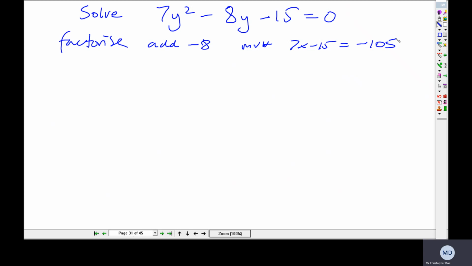So are there any numbers that will do that? Multiply to 105 is not the easiest. Minus 1 times 105, minus 3 times 35, minus 5 times 21. That it? 15. 7. Minus 7 times 15. That's it. That'd be the one. Yes.